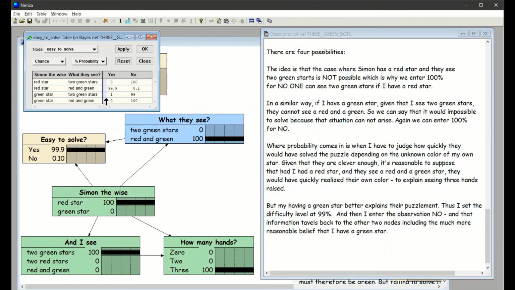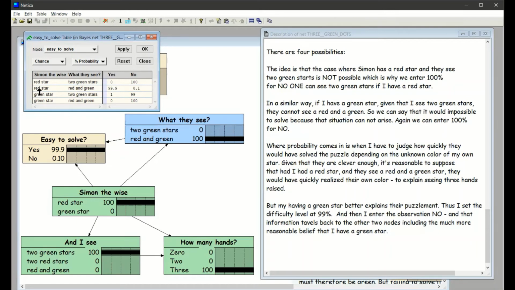And let's put the truth table together. The idea is simply this. We can say the following. If you had a red star, then they could only see a red and green. So could they see 2 green stars? No. So it would be impossible to solve. So we can safely say no, 100%.